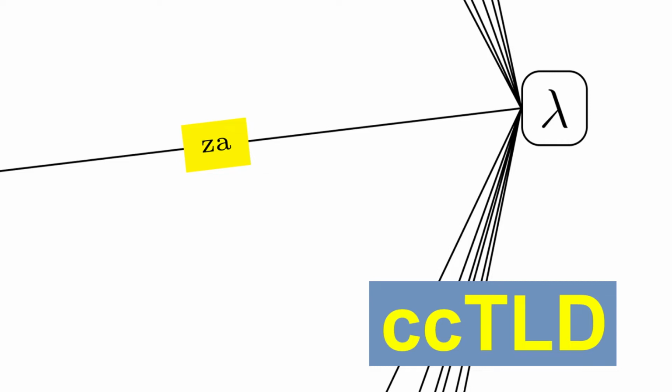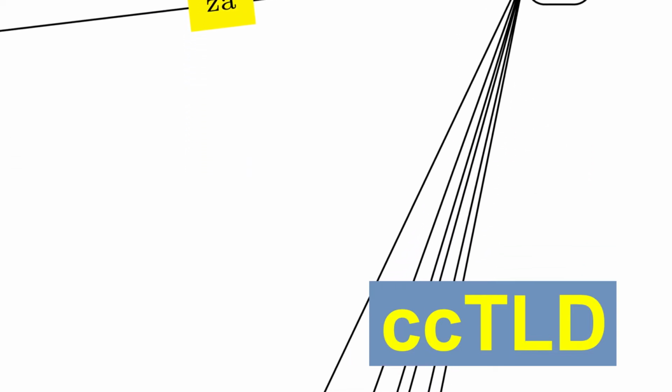Many people ask, why are we not using .sa? Well, .sa is Saudi Arabia, and we got the .za. With only two letters, you cannot give everybody exactly what they would like.